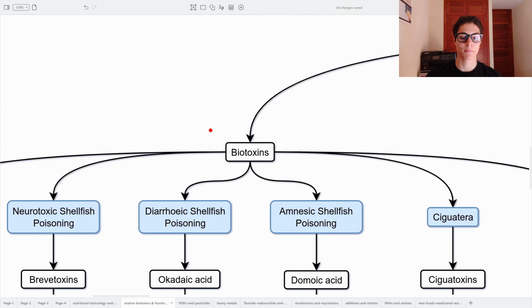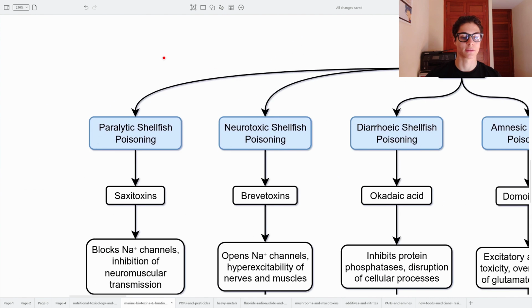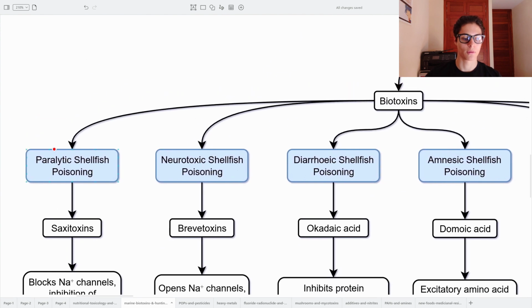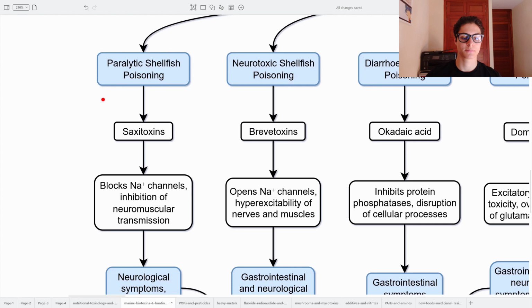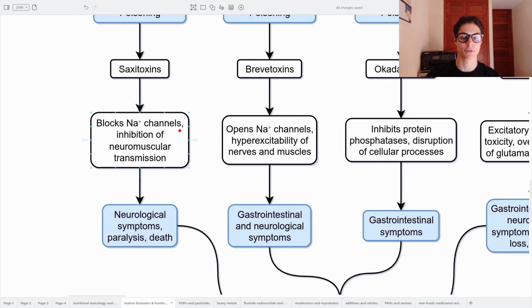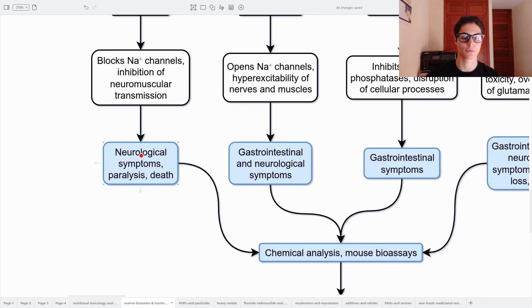So let's take a look at the main biotoxins we can find. The main ones are four: the paralytic shellfish poisoning, PSP, the neurotoxic, NSP, the diarrheic, DSP, and the amnesic, ASP. The PSP is due to saxitoxins. They block the sodium channels and they inhibit the neuromuscular transmission. They cause neurological symptoms, paralysis, and death.